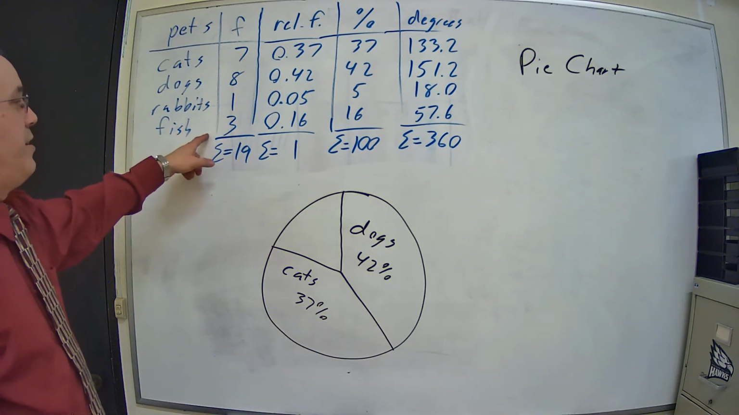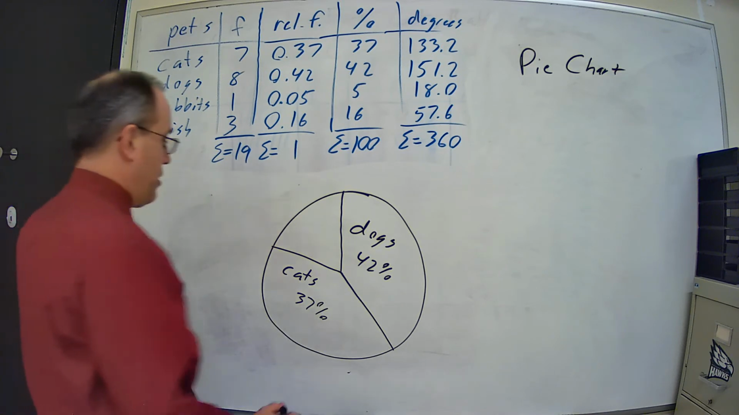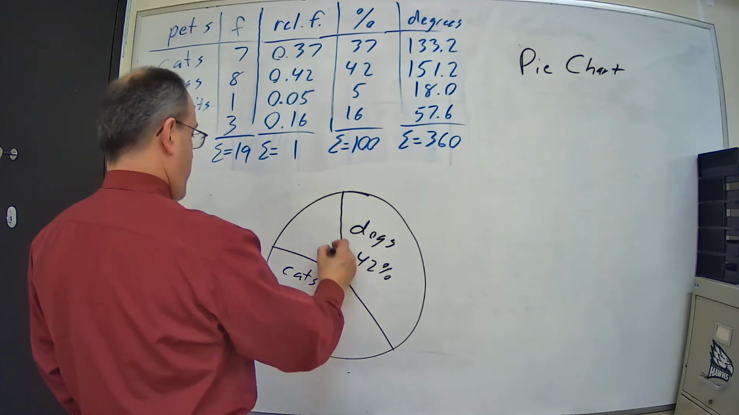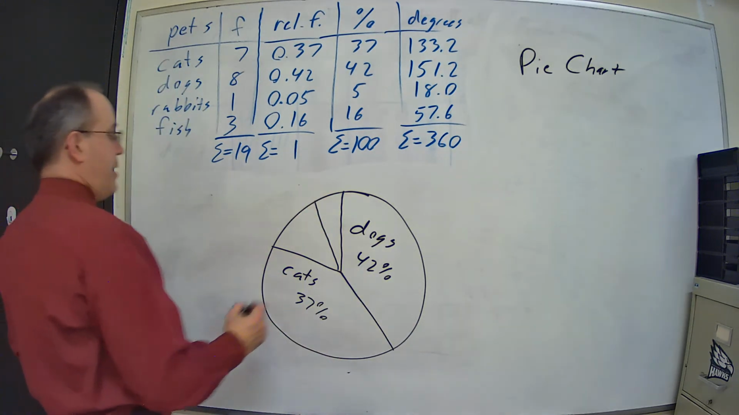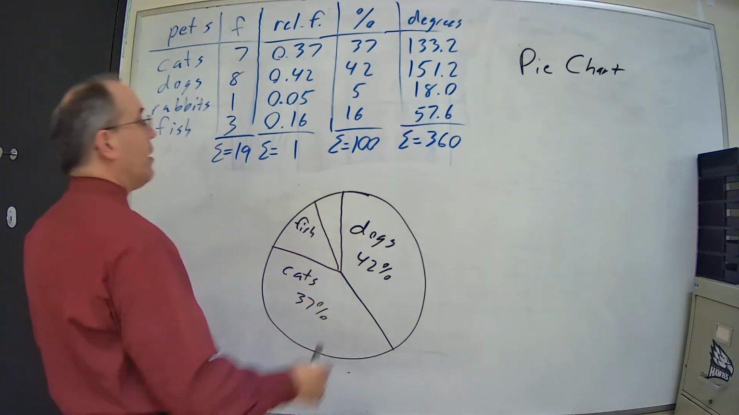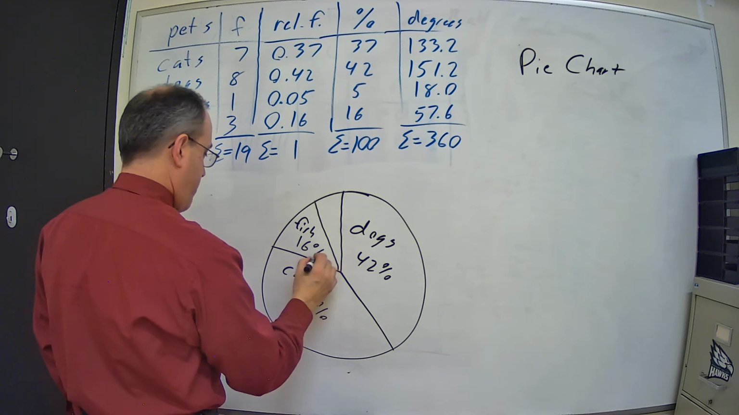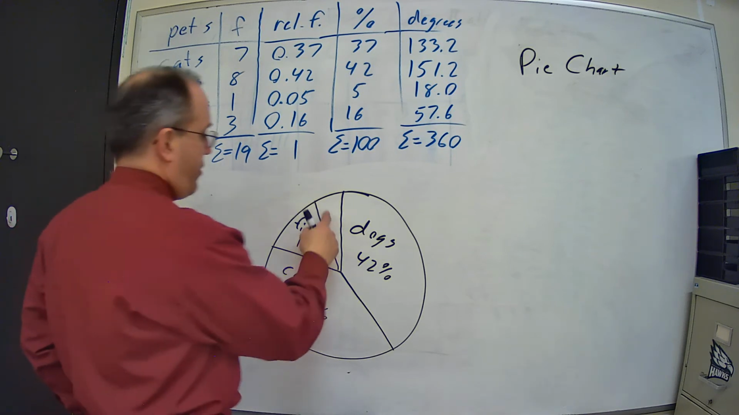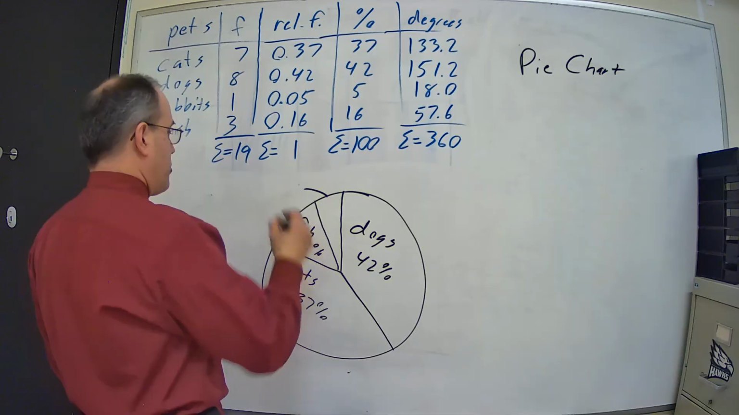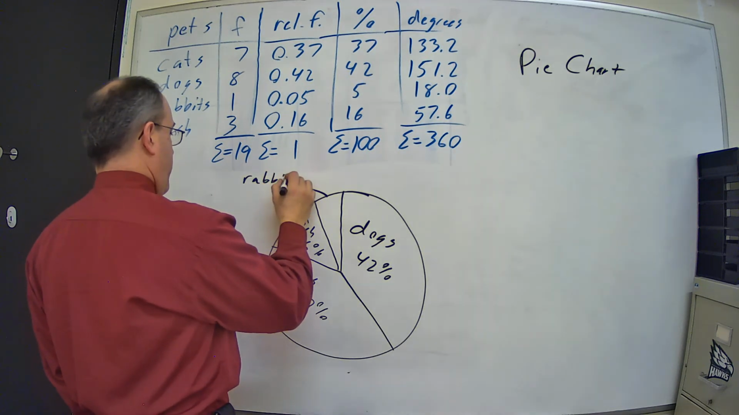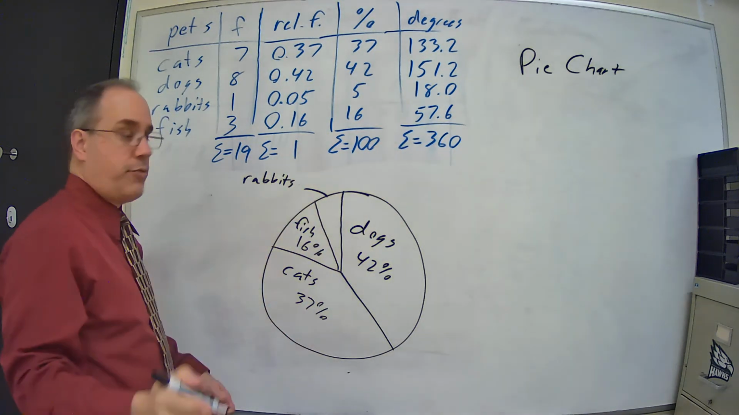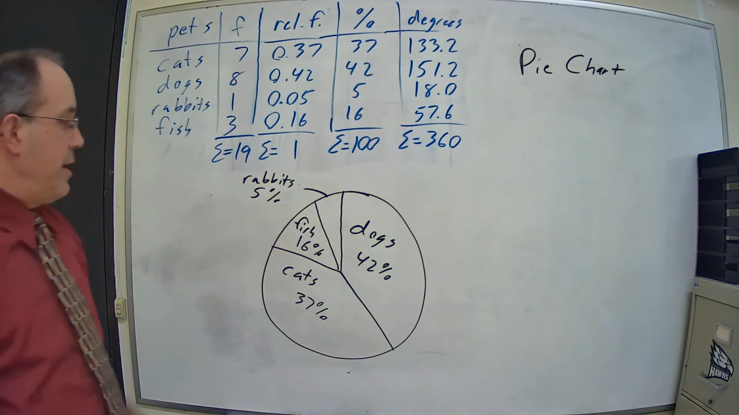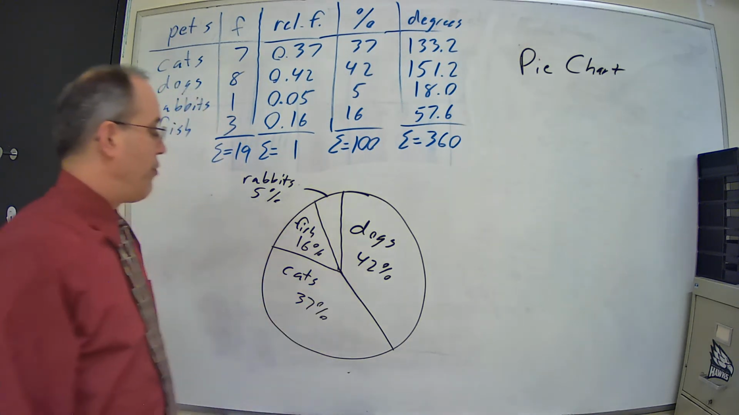Then our next one is fish at 57.6 degrees. So 90 would be about here, about half would be 45. So maybe somewhere around there. And that's fish. And 16%. Then our final category, rabbits, 18 degrees. I don't have enough space here to put that in. So I'm going to say rabbits. And remember, it's not degrees, it's percent, 5%. And this is our pie chart for the pets.